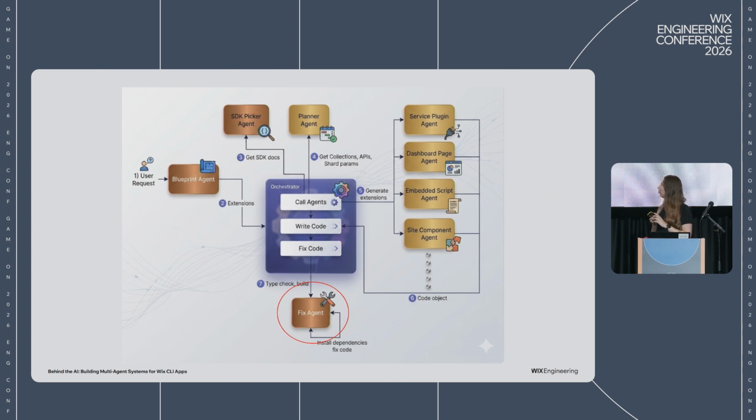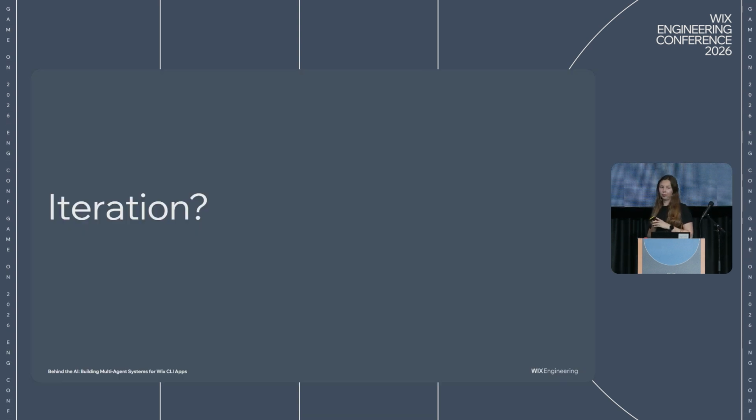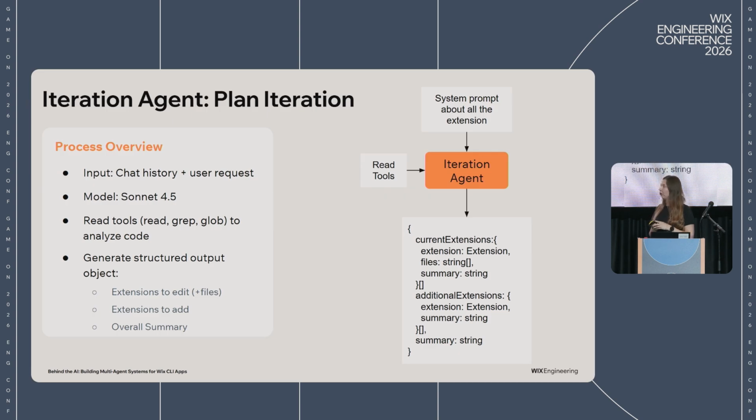So what about iteration? What if the user wants to change something? What if the user wants an entirely new feature or is changing the code by himself? We need an iteration plan. So we created the iteration agent, whose job is to suggest something very similar to the blueprint agent, with extensions to add and current extensions to change. It has read tools to analyze the code, and it generates an object with current extensions, additional extensions, and summary.